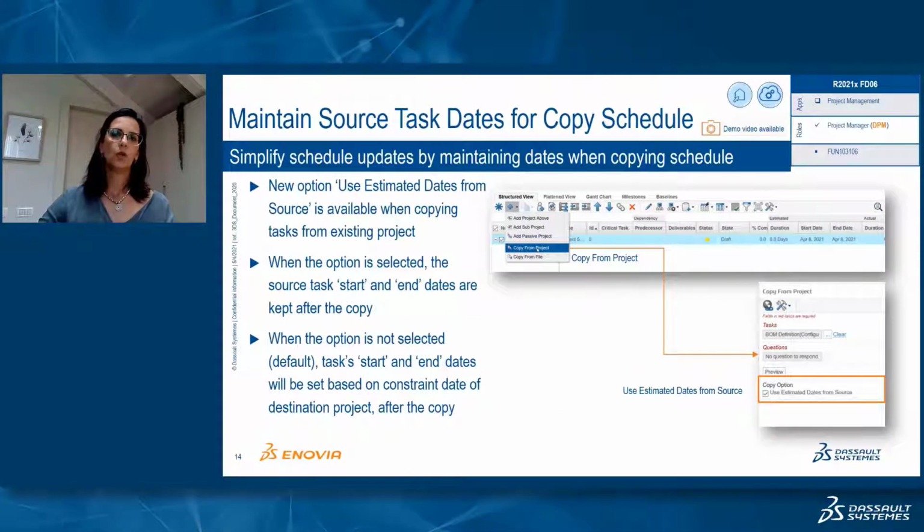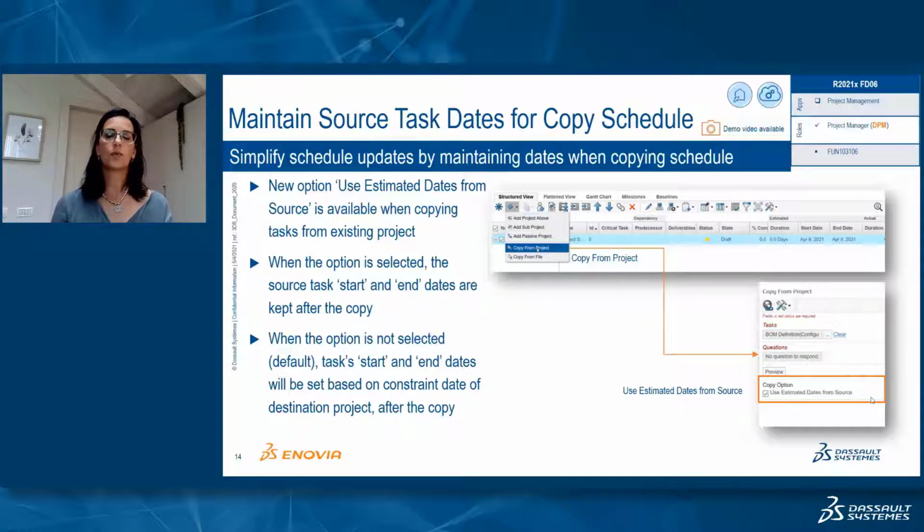When adding new tasks to a project, there is an option to copy existing tasks from an existing project. This is a nice and existing capability for reuse. Now in FD06, when we decide to copy existing tasks, there is a new option, use estimated dates from source, meaning you can decide whether to also copy the task's dates.